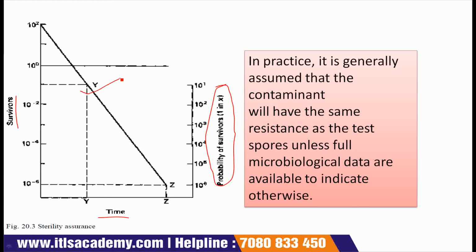At y, there are literally 10 bacterium in one bottle. That is, we can say in 10 loads of single containers, there would be one chance in 10 that one load would be positive. In the case of y, this is 10, and this shows 10 to the power 1, or 10 bacterium in one bottle.